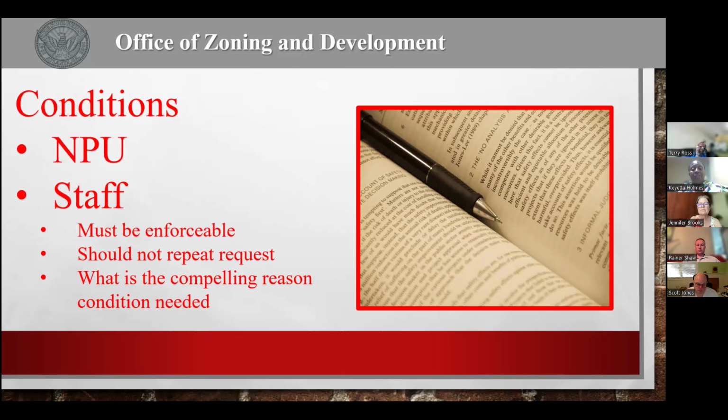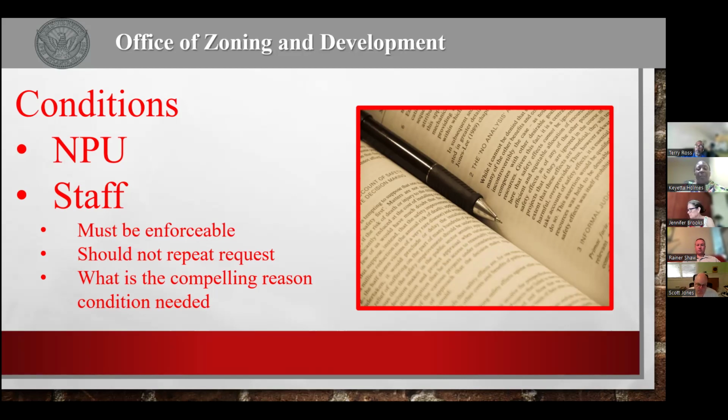And here's what happens if that condition is then added by the BZA, or required to be added by the NPU to the BZA. That means that application has gone to a public meeting with the neighborhood association. It has had a public meeting with the NPU. It has had a public hearing with the Board of Zoning Adjustment. It has been approved and conditioned according to what they have already asked.